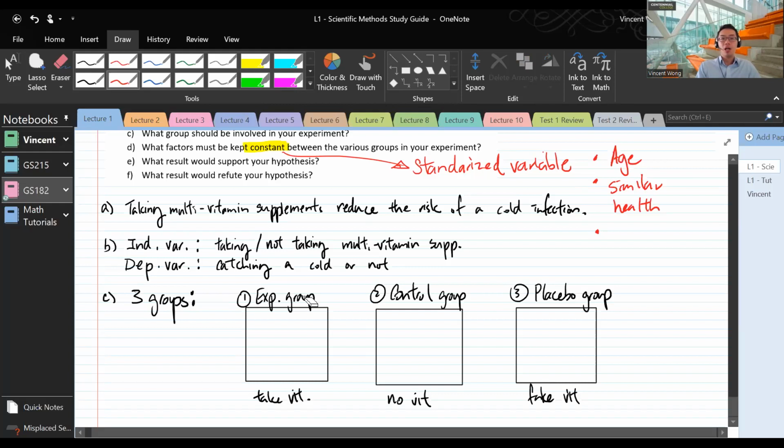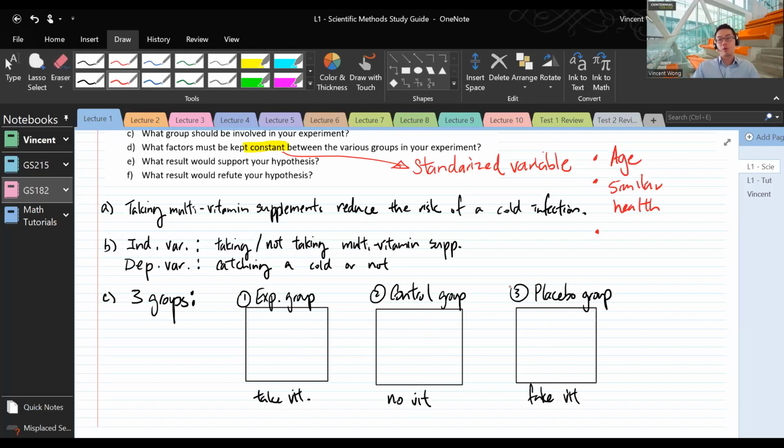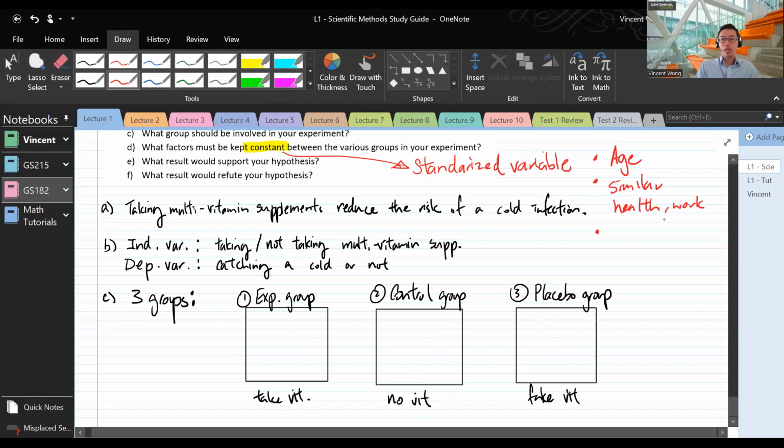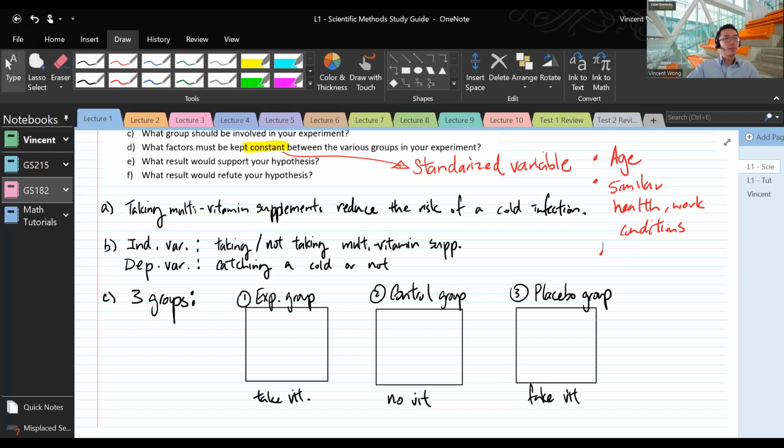Okay, so you don't want to put all the healthcare workers in one group and all the teachers in another group and construction workers in another group. Right? You want to have a mix of demographics, right? So that the environment that they're exposed to would be similar, right? So similar health, work conditions, right? Okay, what else? Let me see. Their health, yeah, we said that already. What else? Anyone else have other suggestions? Did I miss anything?